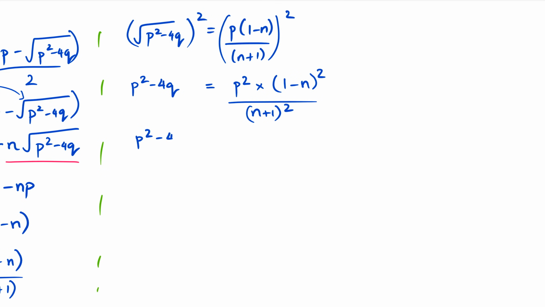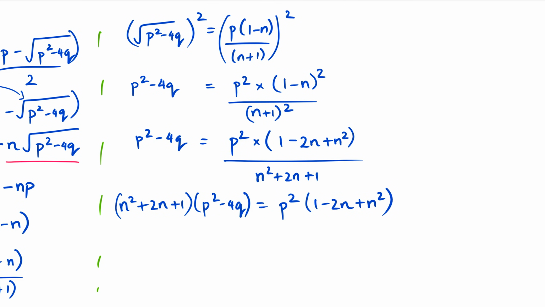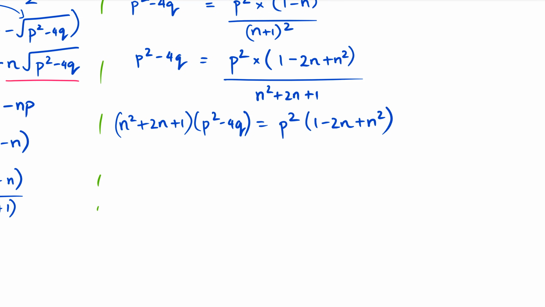So we've got p squared minus 4q equals p squared, and multiplied by 1 minus n squared is 1 minus 2n plus n squared divided by n squared plus 2n plus 1. Now I've got to cross multiply this, so I'm going to end up with n squared. I'm sure there's got to be an easier way to do it than this, but I'm not sure how. So p squared minus 4q equals p squared times 1 minus 2n plus n squared. So what we have is an ugly looking quadratic that we've got to expand out.